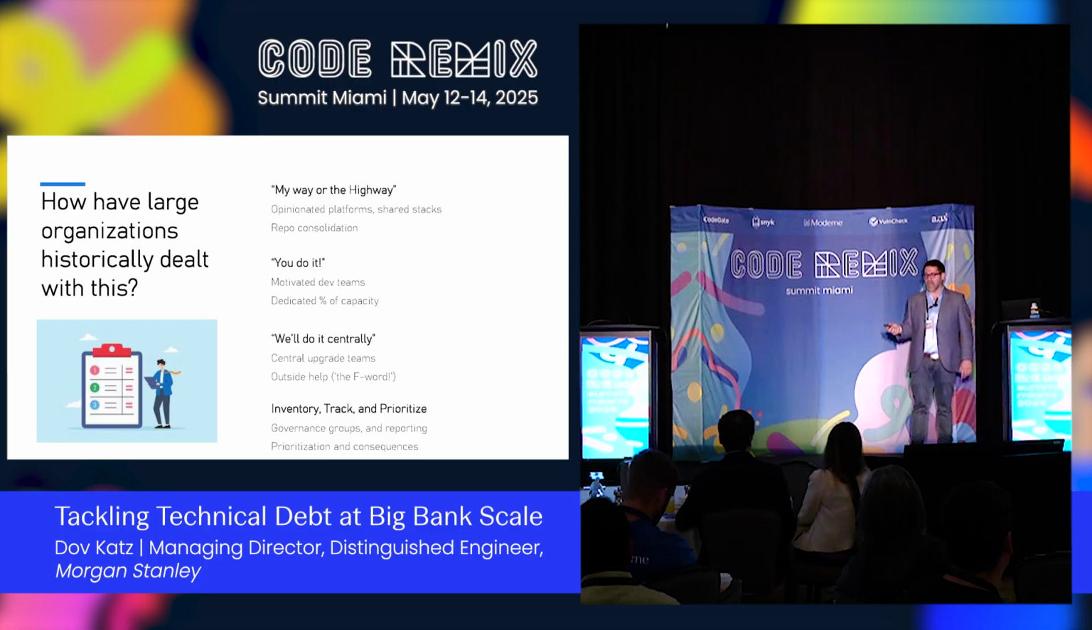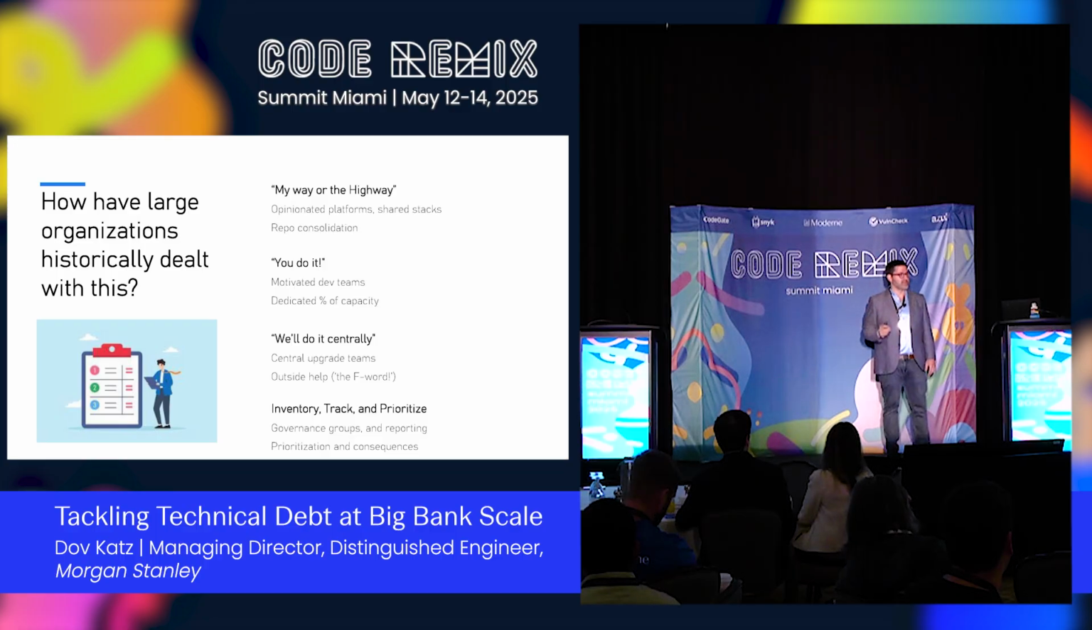Then you've got the motivated dev teams that are empowered with their X% of their backlog, and they're going to go fix stuff, right? And for them, that's great. You don't have to do anything. They're always keeping it up to date.